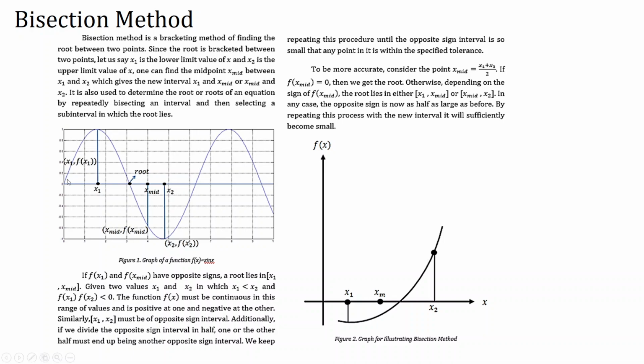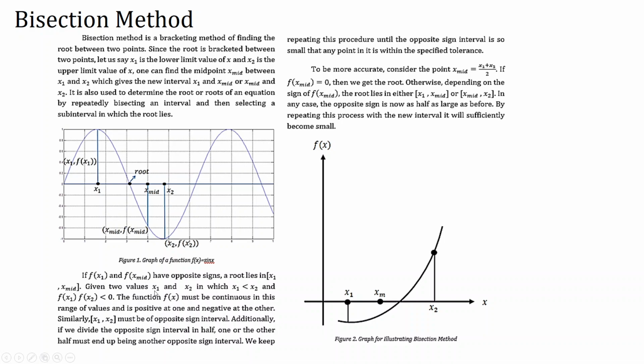Then x mid is x1 plus x2 over 2, which is considered to be closest to the root of this function. If f of x1 and f of x mid have opposite signs, then a root lies between x1 and x mid. Meaning the root lies here, between x1 and x mid, if they have opposite signs when you are evaluating the function.